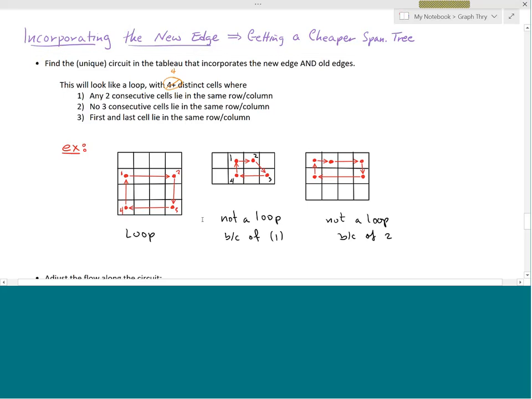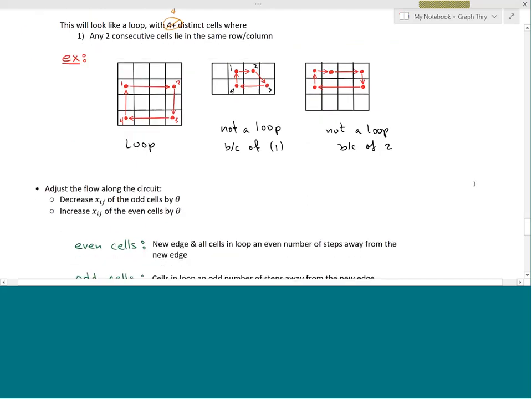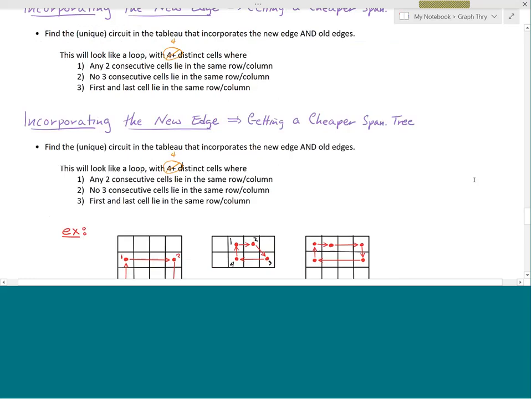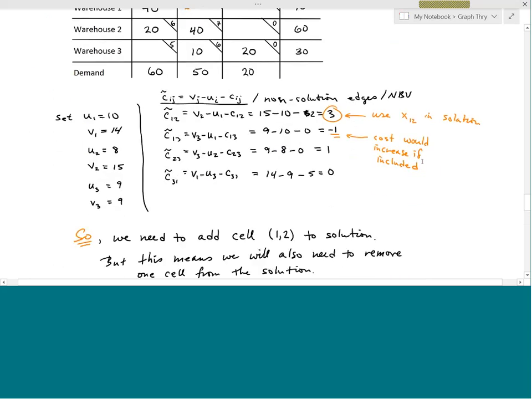So let's apply this to our problem, or our example that we've been working through so far. At the end of last time, we said we wanted to add in this new cell at row 1, column 2. Okay? So we're going to use this concept of a loop. We'll add in this cell, and then here's what we do.